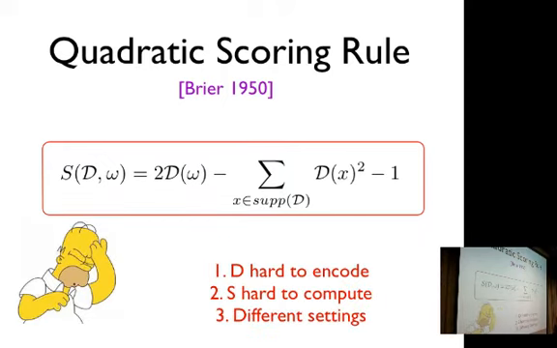And I just want to point out that before we use this in a computational setting, this distribution D might be hard to encode. If there's exponentially many outcomes, then we're violating our requirement that communication be limited. And even if we could communicate this distribution, it might be hard to compute. Especially here, we have to sum over all the outcomes. And that will violate the fact that we have limited time.